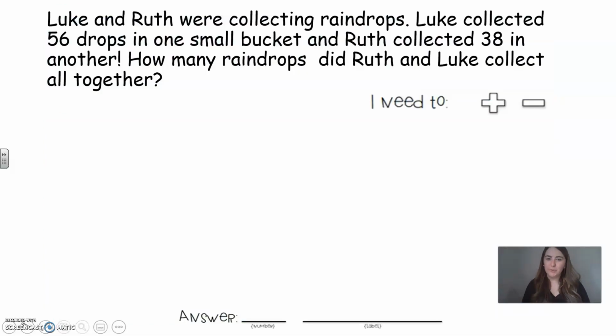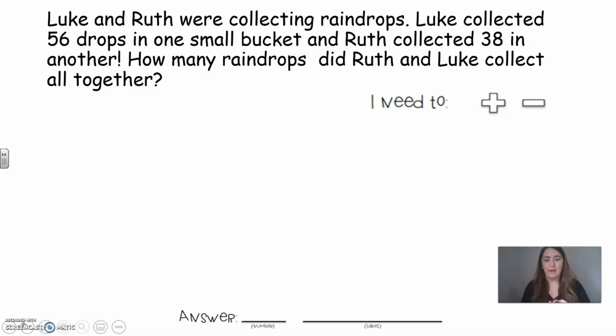So let's start with our first word problem. So P, problem. I need to read the problem. Luke and Ruth were collecting raindrops. Luke collected 56 drops in one small bucket, and Ruth collected 38 in another. How many raindrops did Ruth and Luke collect all together?